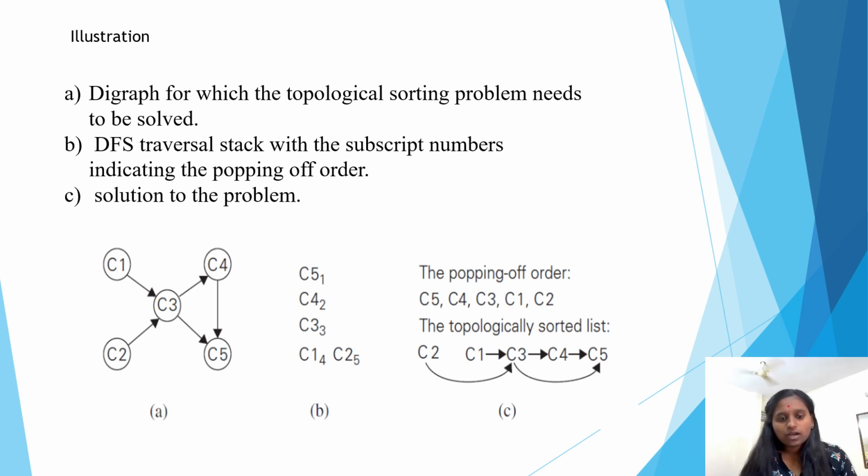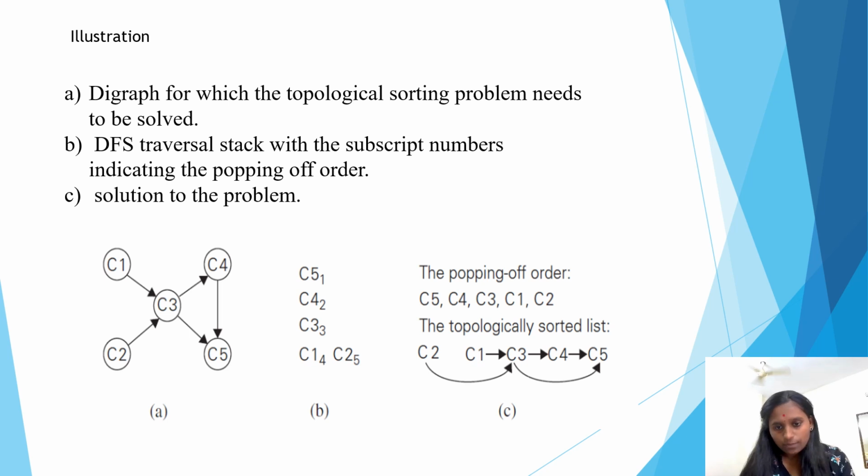These are the dead ends which are pushed in the stack, so the popping order of the problem is C5, C4, C3, C1 and C2. The topologically sorted list is from C2 to C3. We have visited like that only.